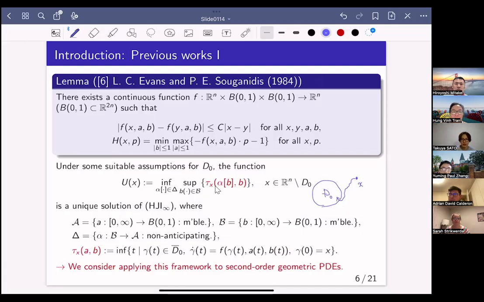So I would like to consider... Takuya, yes, can you go back one slide?